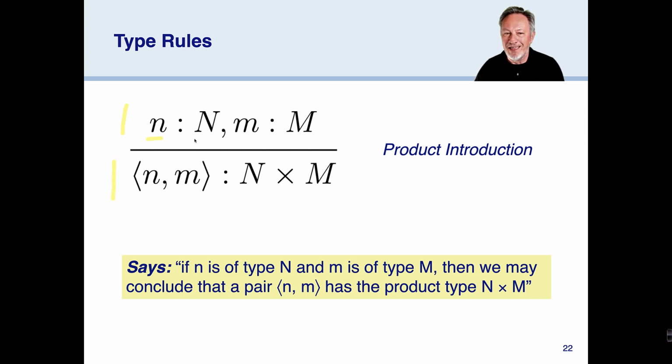So here, if we say if n is of type big N and m is of type big M, then the tuple nm is of the type the cross product N times M. The rule looks a little bit funny if you've never seen them before, but they're actually pretty straightforward to read. So this introduces a product. If I have two types N and M, then I can create a product type N times M. So this will allow me to create tuples, or pairs in this case.